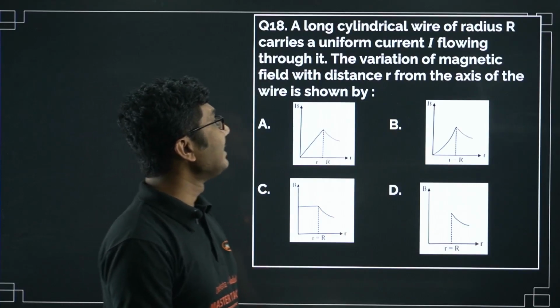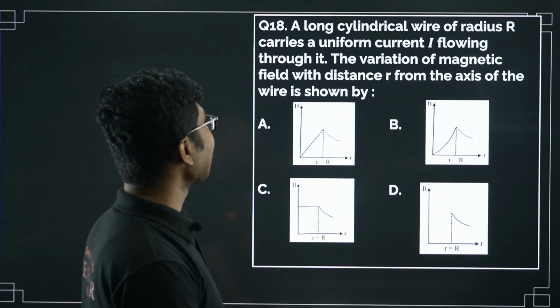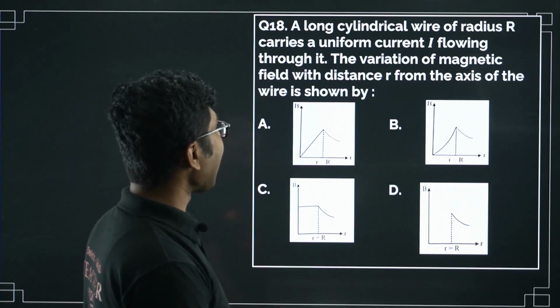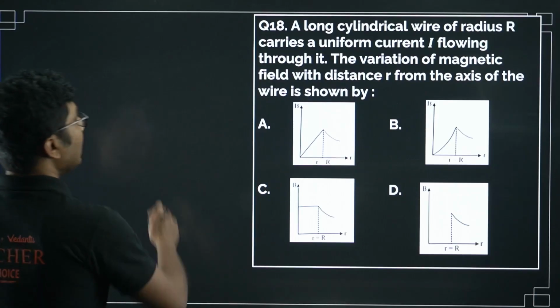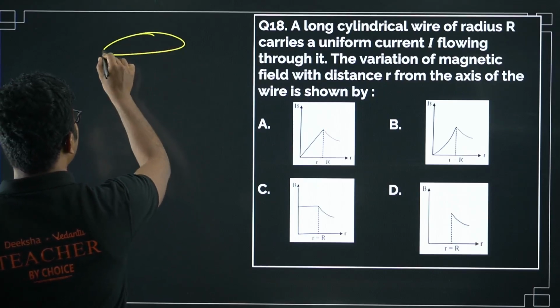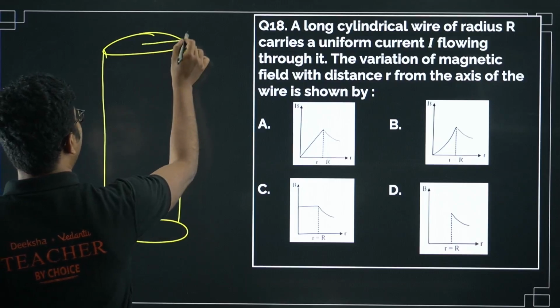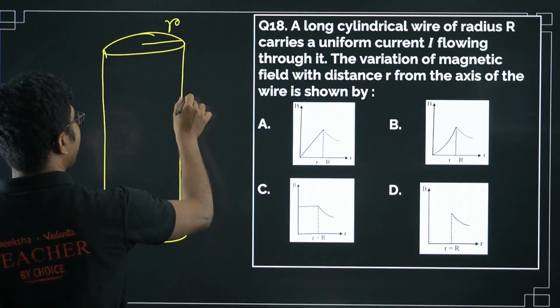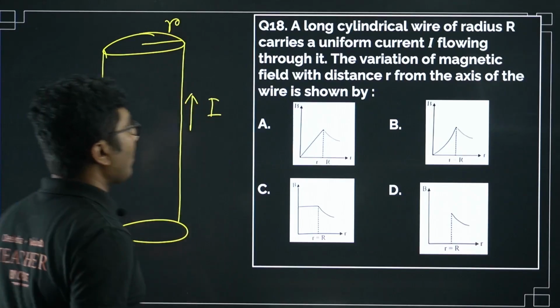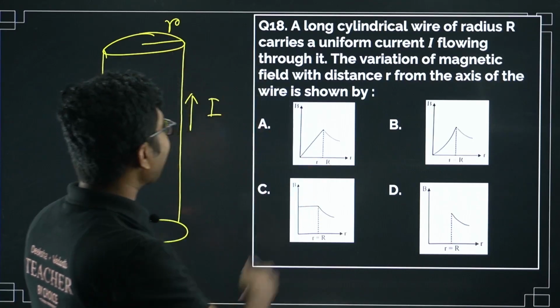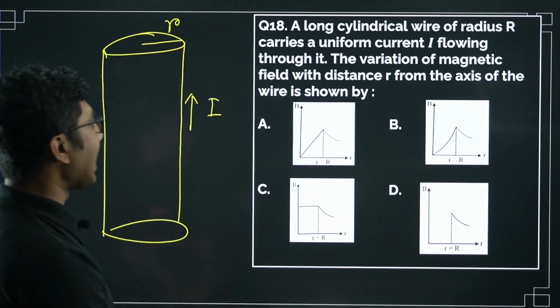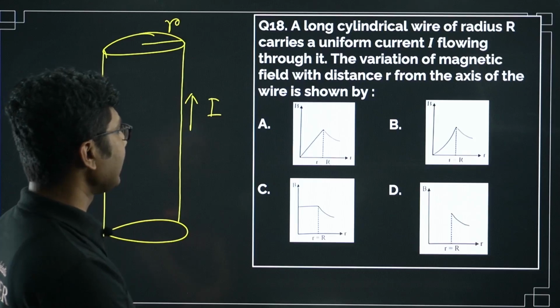A long cylindrical wire of radius R carries a uniform current I flowing through it. Long cylindrical wire of radius R carries a uniform current. The variation of magnetic field with the distance R from the axis of the wire is shown.